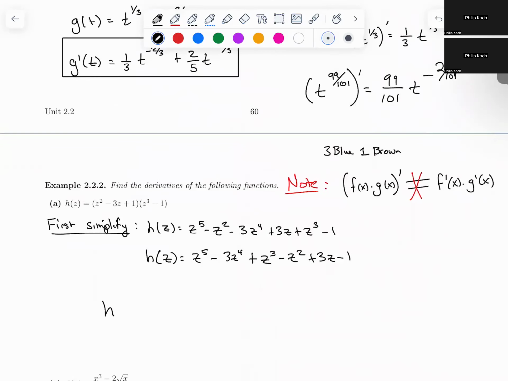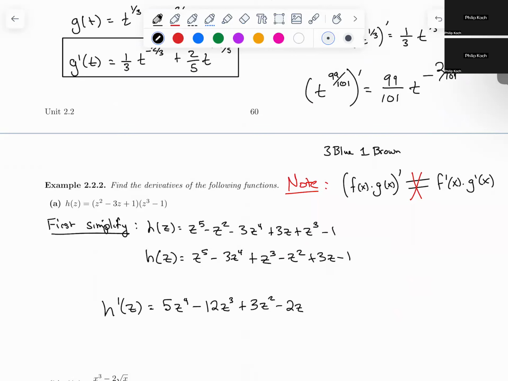So h prime of z. The derivative of z to the 5th would be 5z to the 4th. The derivative of 3z to the 4th would be 12z cubed. Derivative of z cubed would be 3z squared. Well, minus z squared. The derivative of minus z squared would be minus 2z.